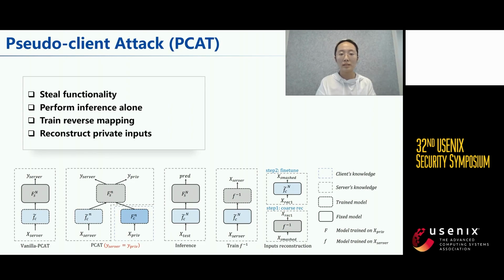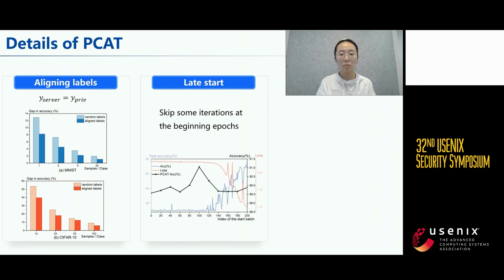To demonstrate the effectiveness, we use vanilla PCAT to represent the stealing after training strategy. It is worth noting that our attack can be easily extended to multi-party and U-shaped split learning. To enhance the effectiveness of PCAT, we need to pay attention to certain implementation details.